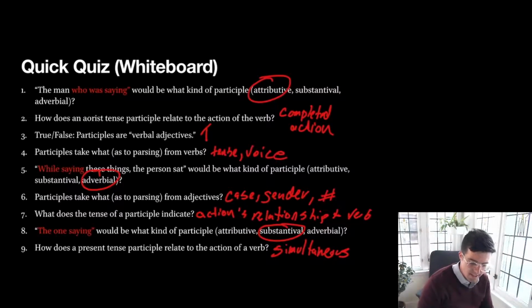And our answers here. The man who was saying would be an attributive participle. The action of saying, the verbal action, is adjectivally and attributively modifying the man, another noun in the sentence.